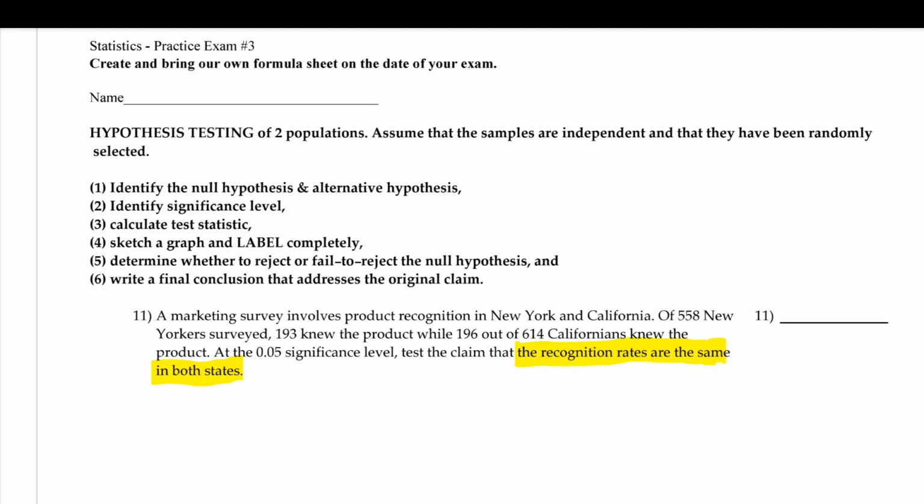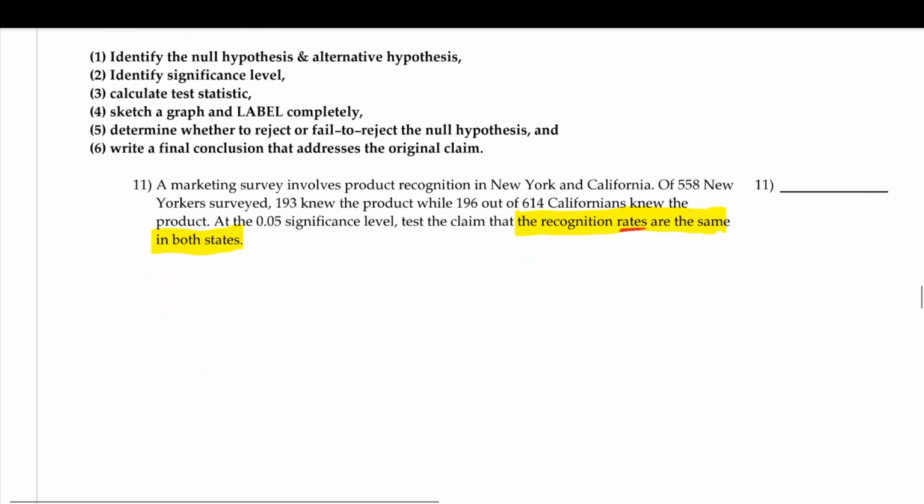Okay, so is this a proportion? Is this a mean, a standard deviation? Are we measuring something? What's happening here? Well, a rate. A rate is something per something, right? So that's a proportion, right? It's how many people recognize this product out of those who were surveyed, right? So this is dealing with a proportion. So let's start where we always start. Step 1 is our hypothesis statements.